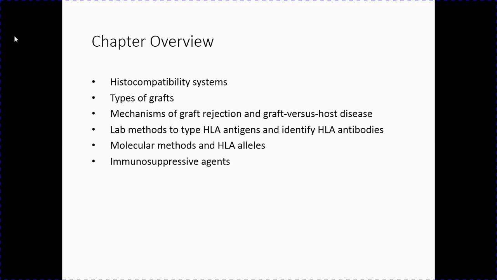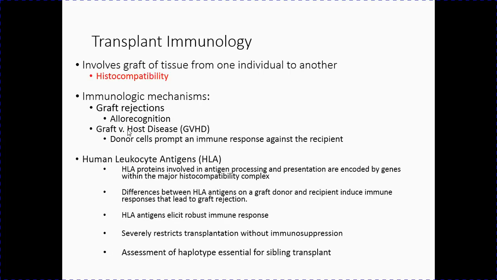Histocompatibility, different kinds of grafts, different mechanisms of rejection, which include our typical adaptive immune response, as well as this funky little response called graft versus host, which we're going to see is that the immune cells of the donor turn against the recipient rather than vice versa. We're going to look at some lab methods for typing HLA antigens and HLA antibodies, a little bit of molecular methodology for antigen detection, and then some discussion about immunosuppressive agents.